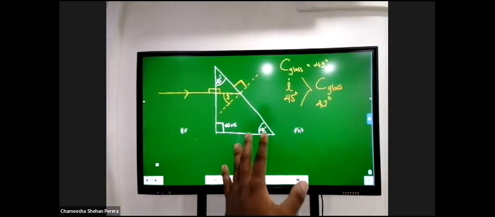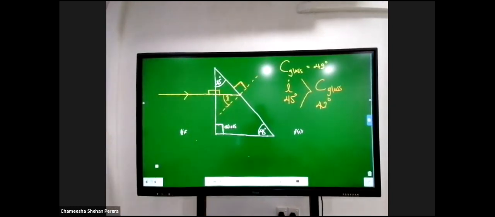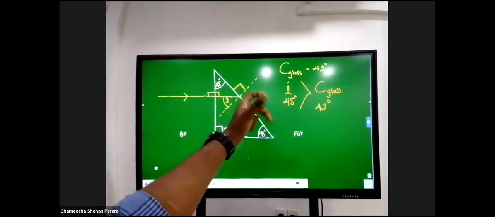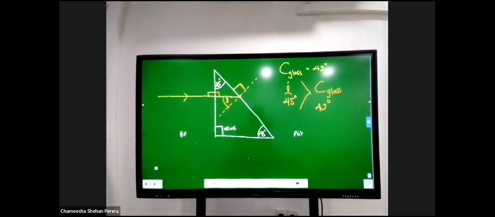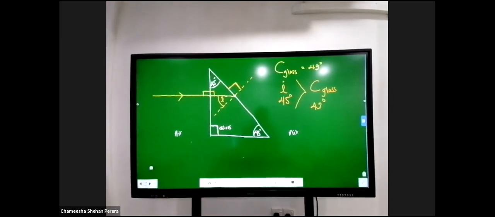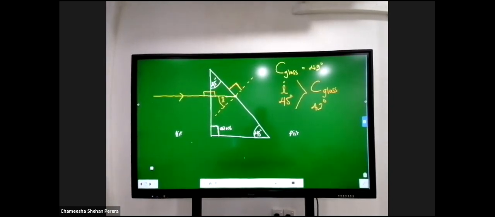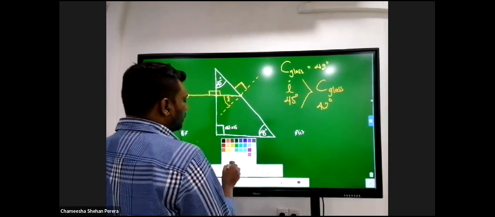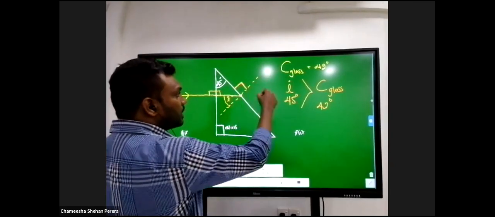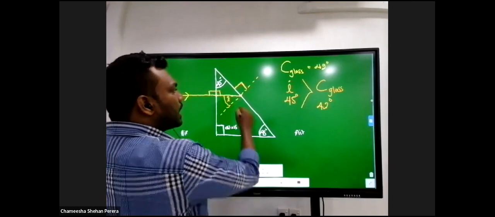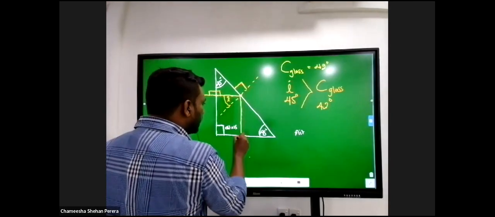Now, from the previous day's knowledge, tell me: if the incident angle is greater than the critical angle of the particular medium, does the light ray enter into the next medium, or does it get reflected back into the same medium? It gets reflected back to the same medium. So this light ray gets reflected back into the same medium because the incident angle has exceeded the critical angle of glass.